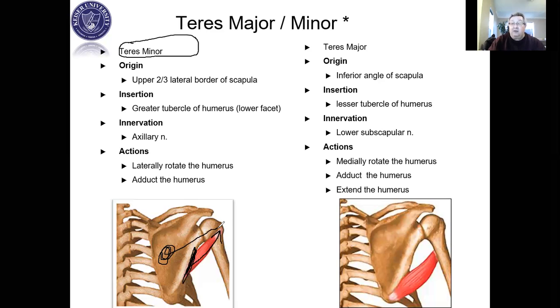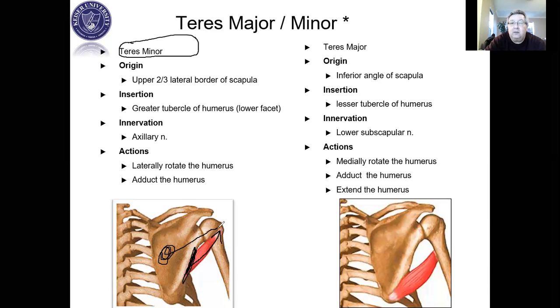Infraspinatus and teres minor do lateral rotation or external rotation of the shoulder. Remember, supraspinatus and infraspinatus have the same nerve innervation, the suprascapular nerve. Teres minor, though, has a different one. It's the axillary nerve for the teres minor.